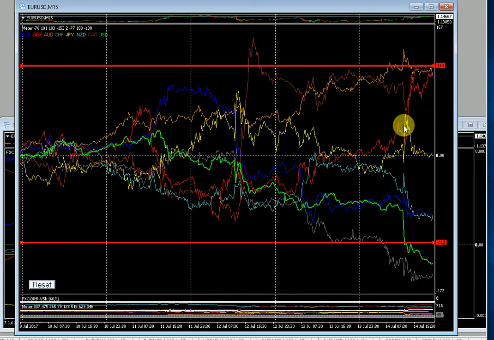And that was all through the sessions. This early part here would have been Asian. This middle bit here is London, and then even a bonus ball, a little bit of a retrace and back into the US. So it gave you pips all through the 24-hour trading period there.